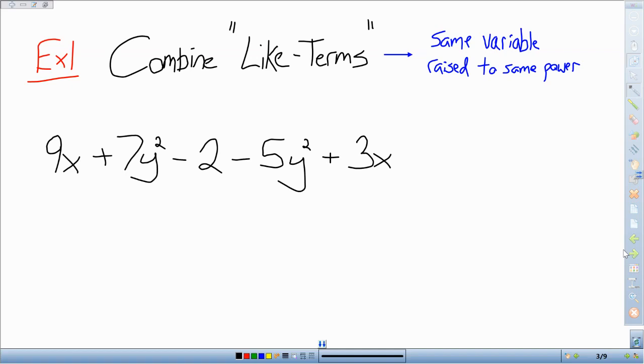Okay, so first things first. What does it mean to have like terms? I kind of brushed on this yesterday, but like terms are terms that have the same variable and are raised to the same power.